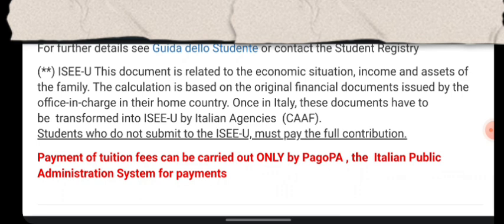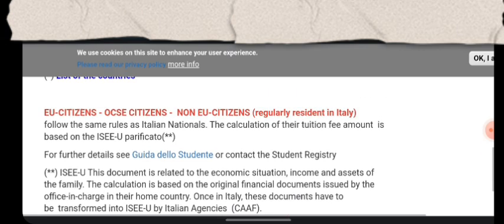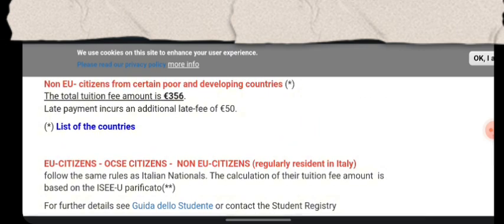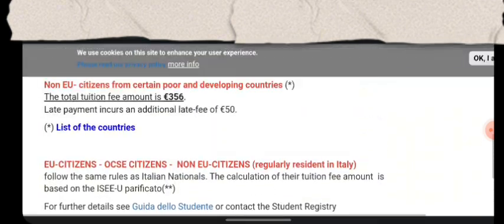I've actually helped some people to apply to different schools in Italy, and when I was paying the application fee, I made use of the Pago PA. But this school is not requesting any application fee, so you do not need to bother about paying any admission application fee at this particular school.